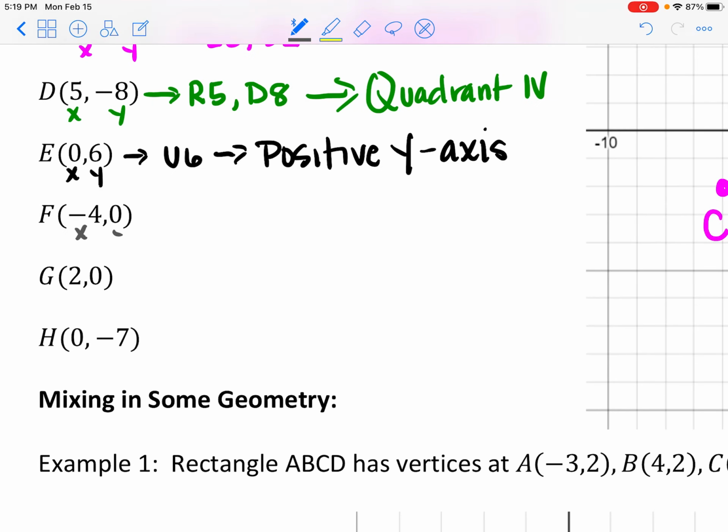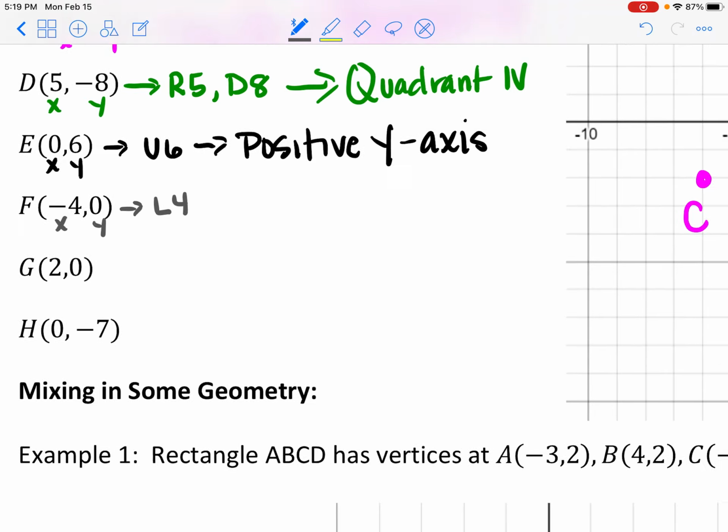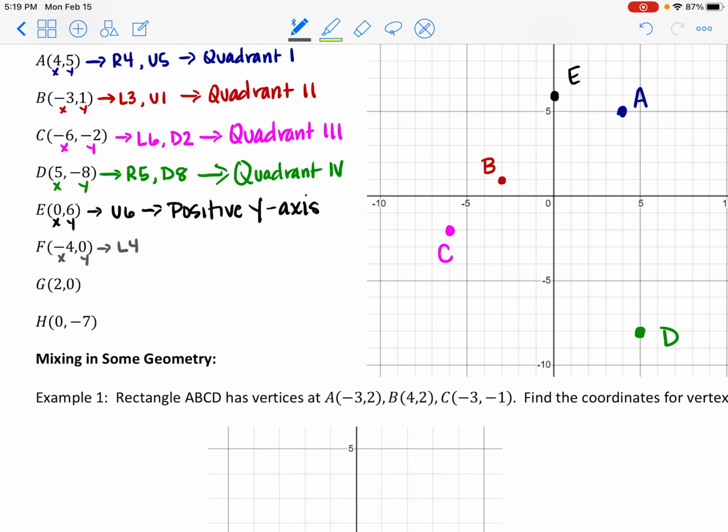Okay? And then let's see here again. This is an x and this is a y. So that negative x tells me to go to the left. And it's a negative 4, so that's left 4. But this time I have a 0 for the y. So not moving up or down at all. I'm just going to go left 4. So from the origin, if I go left 4, I land right there. That is the location for coordinate F, and that is on the negative part of the x-axis.